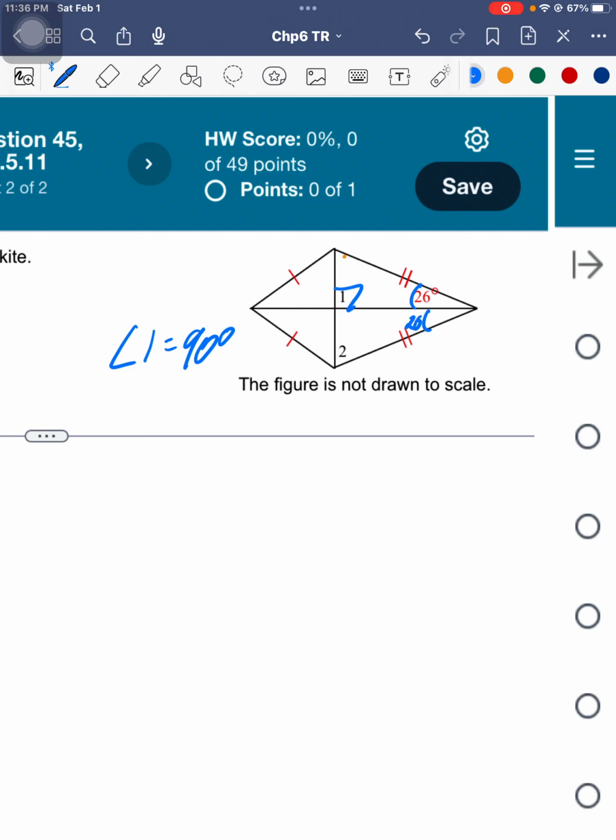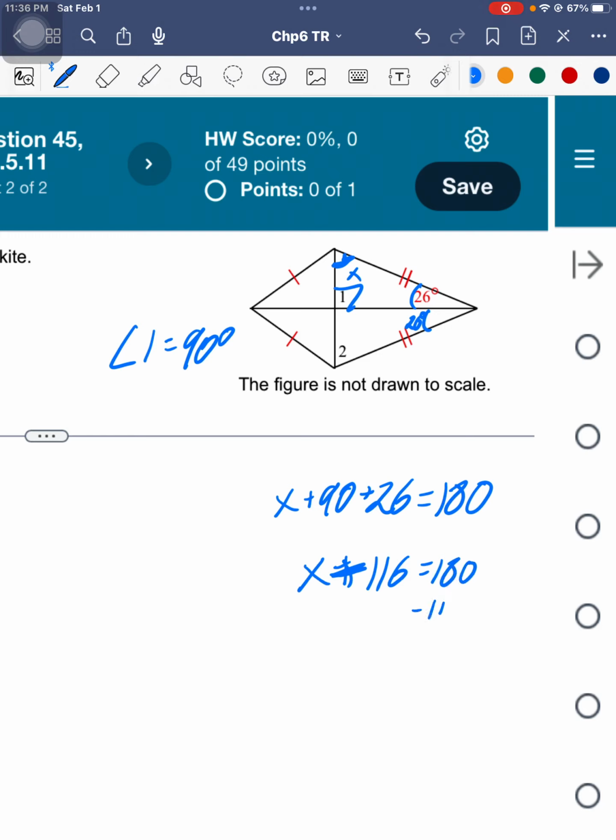If this is 26, this also has to be 26. Now we can find this measure by doing what? The triangle angle sum theorem. So let's call this x. x plus 90 plus 26 equals 180. x plus 116 equals 180. Minus 116, x is 64.